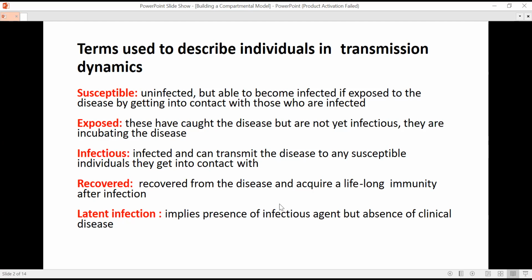So latent infection implies presence of infectious agent, but absence of clinical disease. I don't know much about that as well, but I tend to think of it as an asymptomatic state where you can transmit, but clinically you don't show the disease. And we have individuals like that as well, who are important.